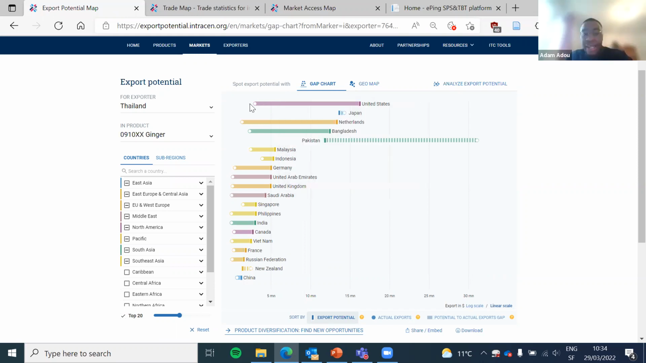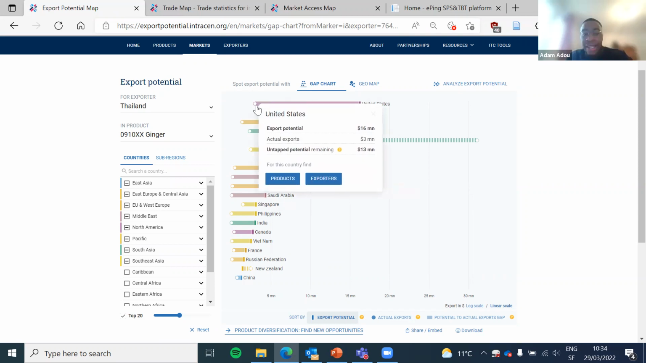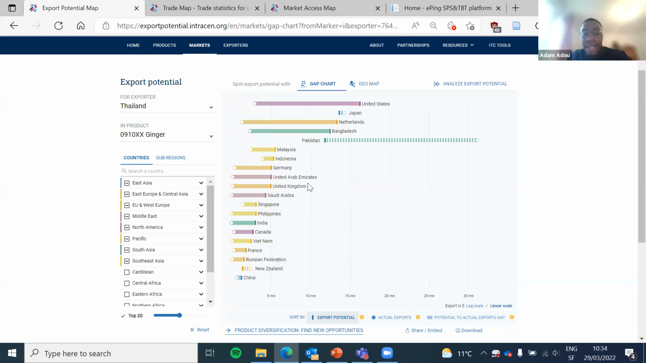And so how is it constructed? How is it built visually? The white circle you see at the beginning of the stock bar corresponds to the actual export. If you look at the different positions of the white circles here, the ones close to the right are the biggest and the ones close to the left are the lowest. So you see that for actual export, Thailand is exporting more to the United States than to the Netherlands or to Bangladesh, but less than to Pakistan.